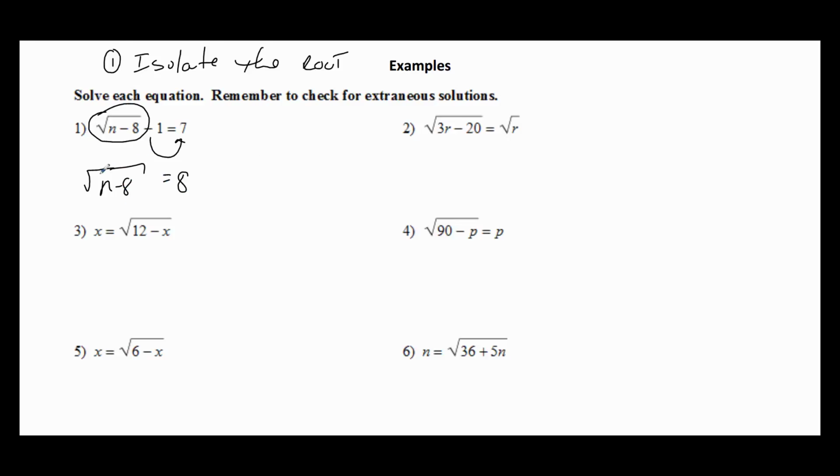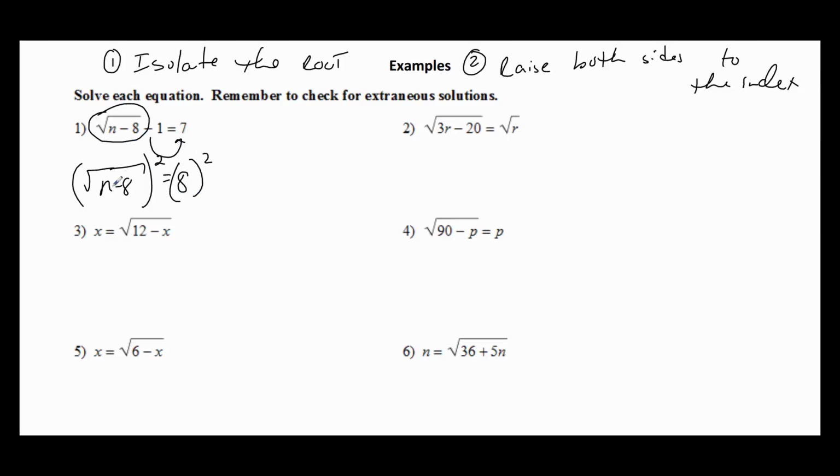Now, it's a square root. So what does that mean? That means in order to get rid of a square root, I have to square it. If it was a third root, then I would cube it. If it was a fourth root, then I would put it to the fourth power. So the first step is to isolate the root. The second step is to raise both sides to the index. And remember, the index is the root. So square root, third root, fourth root, those are all the indexes.